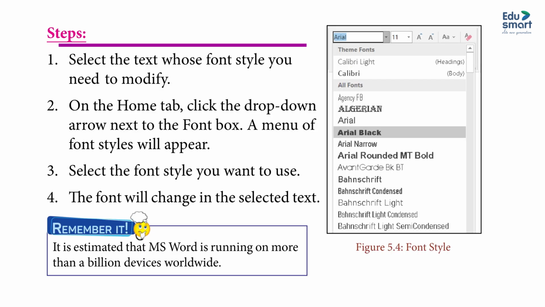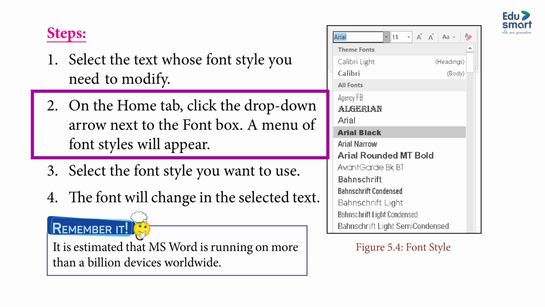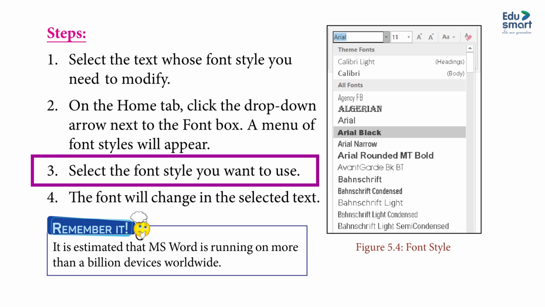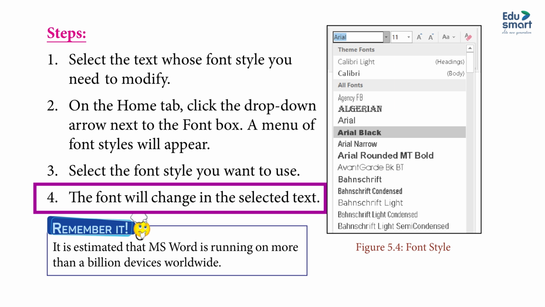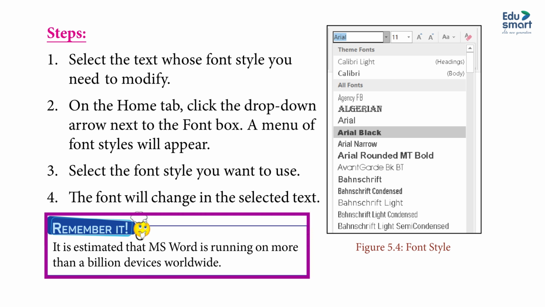Steps 1. Select the text whose font style you need to modify. 2. On the Home tab, click the drop-down arrow next to the font box. A menu of font styles will appear. 3. Select the font style you want to use. 4. The font will change in the selected text. Remember it! It is estimated that MS Word is running on more than 1 billion devices worldwide.